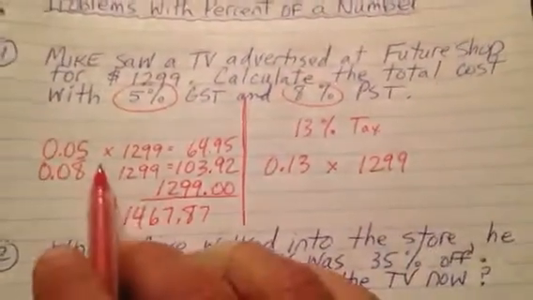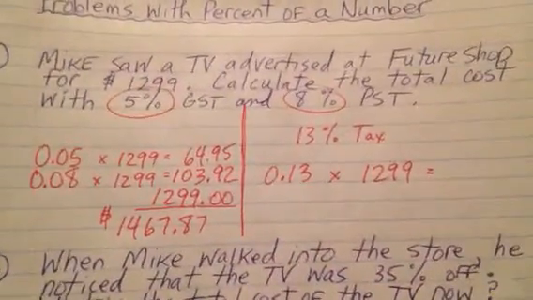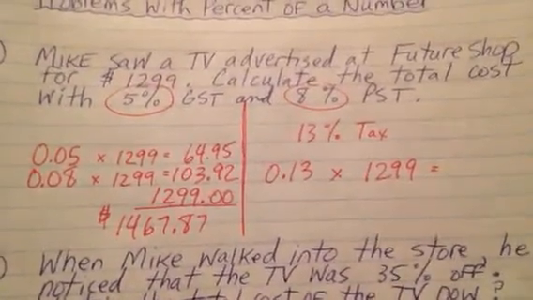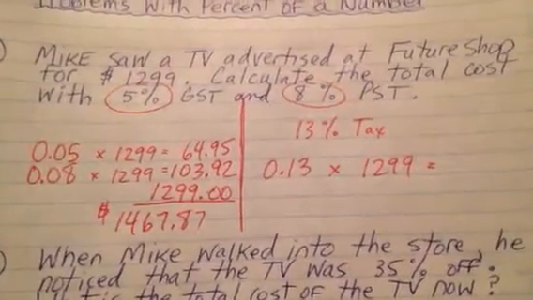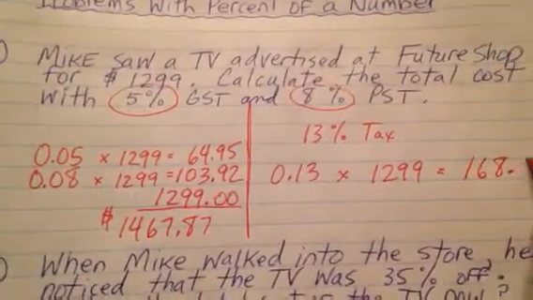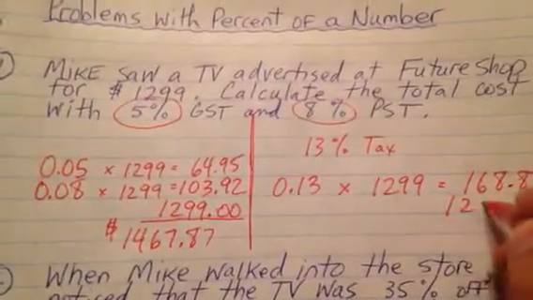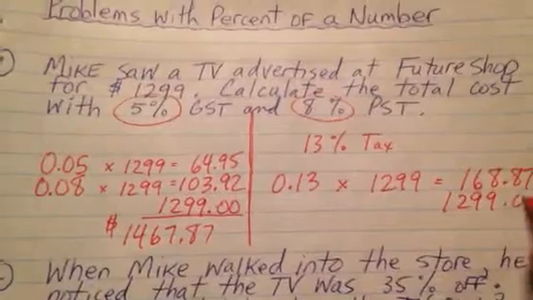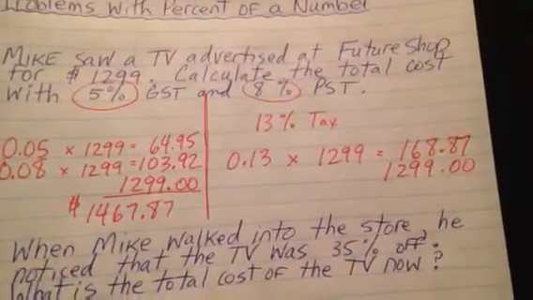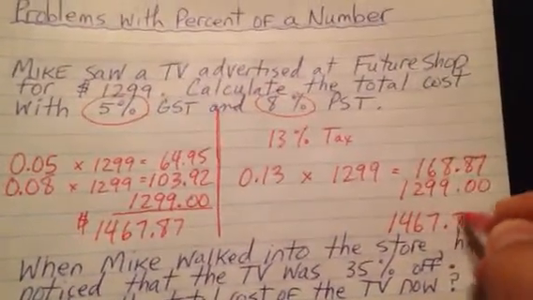So we do the same thing as we did over here. So we multiply by the price, and that'll get us 0.13 times $1,299, and that equals $168.87. And we just simply add that to the price now. We add those taxes onto $1,299, and you will notice that we get the exact same answer of $1,467.87.